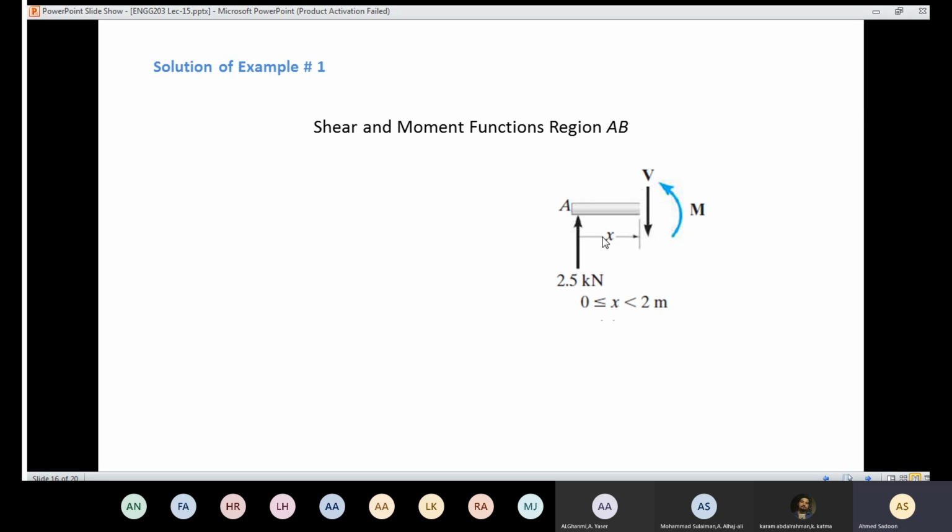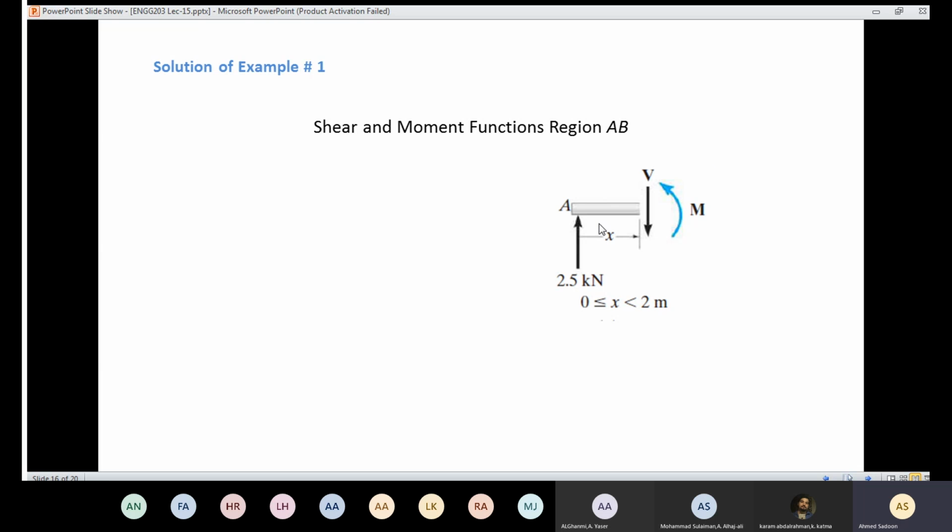So in region AB, we have one section at x. Here, we need to know the value of V and M. Of course, we are going to expect that the values of V and M are going to be functions of x. So let's see how to do that.